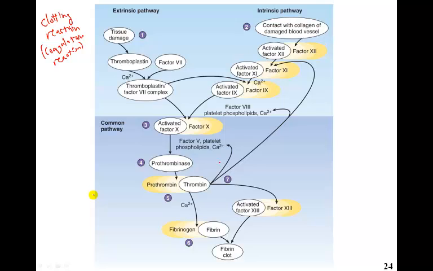These clotting factors are proteins. They are made by the liver, and many of the clotting factors that you see on this slide rely on a certain vitamin called vitamin K for their synthesis. The liver needs vitamin K to make most of these clotting factors.